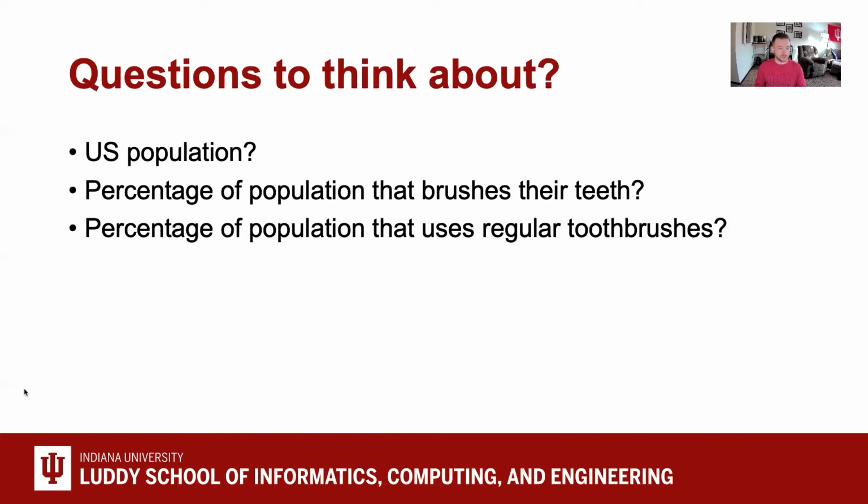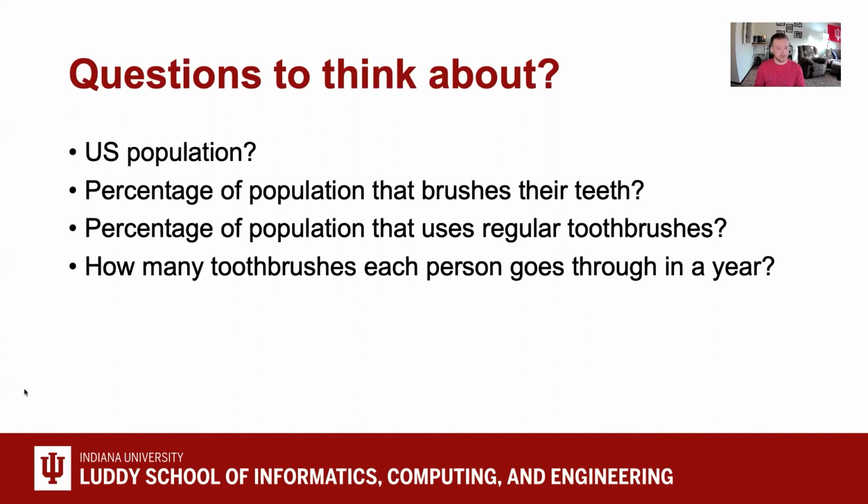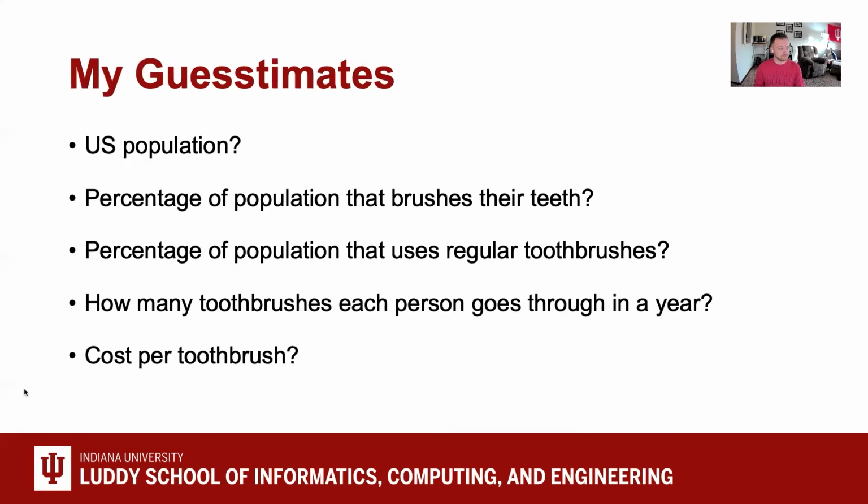Percentage of the population that uses regular toothbrushes, because people most likely use regular or electric. It just varies, so you should find out what the regular share is, and that's what they're asking for. How many toothbrushes each person goes through in a year. Most people go through more than one, so it's important to make a guesstimate on that, and the cost per toothbrush. It's one of those where you just got to guess. It varies.